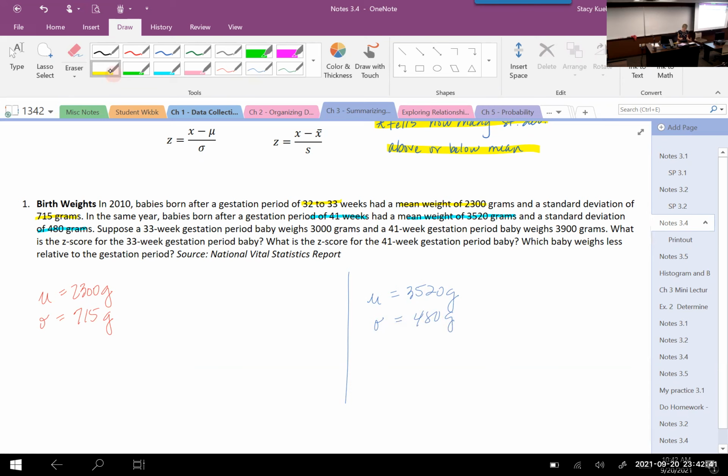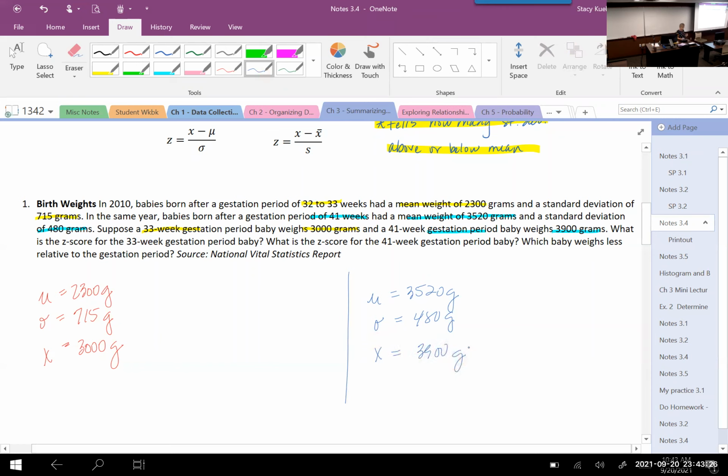So the question is, suppose you have a preemie who weighed 3,000 grams. Okay, so the preemie's over here. That is what X is. Just X by itself is usually my data point. That was the preemie baby, and that baby weighed 3,000 grams. And then reading on, we have our full-term baby who weighed 3,900 grams. So that X is 3,900.